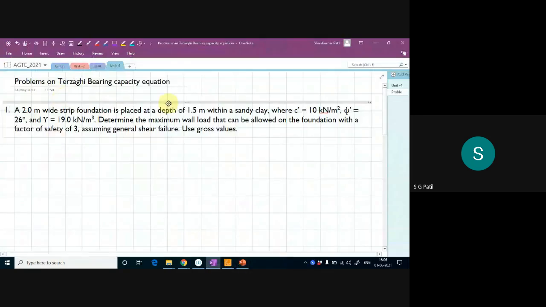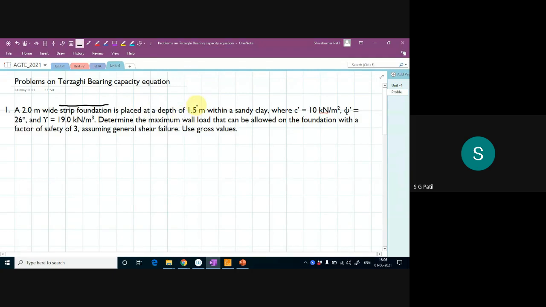So take down this problem, and try to solve along with me. Don't sit idle. Try to solve along with me so that you can appreciate it. So what they are telling is a 2 meter wide strip foundation. It's a strip foundation. That's one important point you have to note.